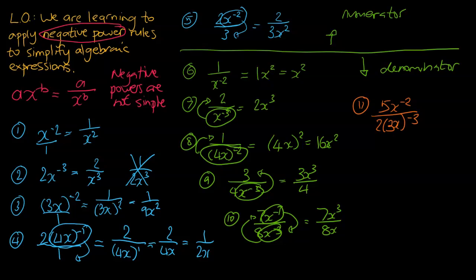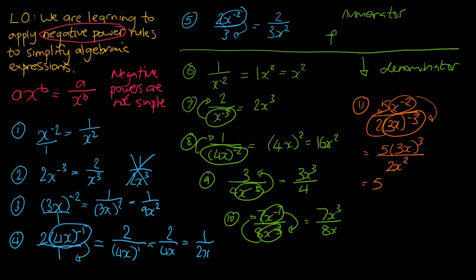So same step, find the negative powers. So there, that's going to go to the bottom. That whole bracket, that's going to go to the top. So that's going to be equal to 5, 3x in brackets, cubed. That's going to be divided by 2x squared. We can then look to simplify that top part.